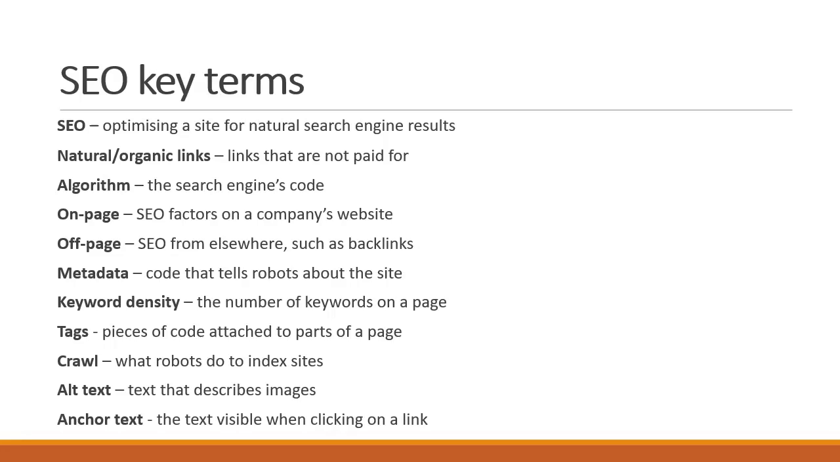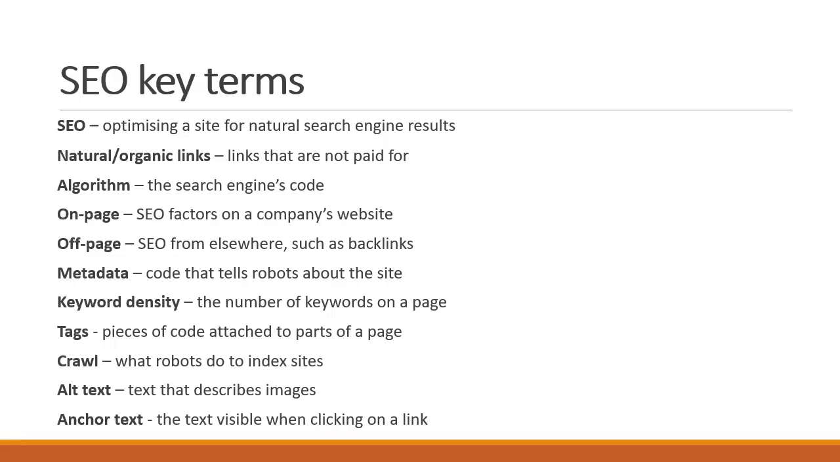The metadata is the code that tells robots about our website. What are they looking for? So if we sell beauty products, do we have that included in our meta tag? Keyword density is the number of keywords on a page. So when we're creating our website, do we use headings with popular keywords? Do we provide content that uses keywords that would help us in a search?